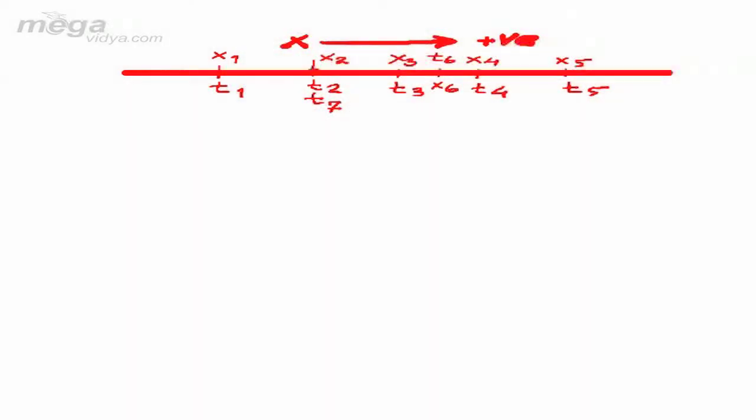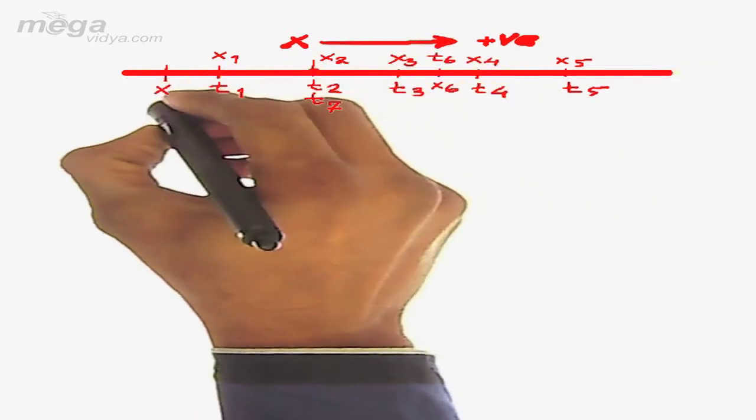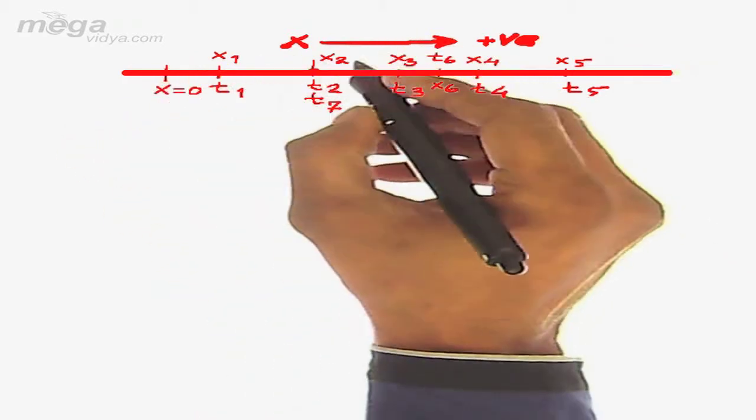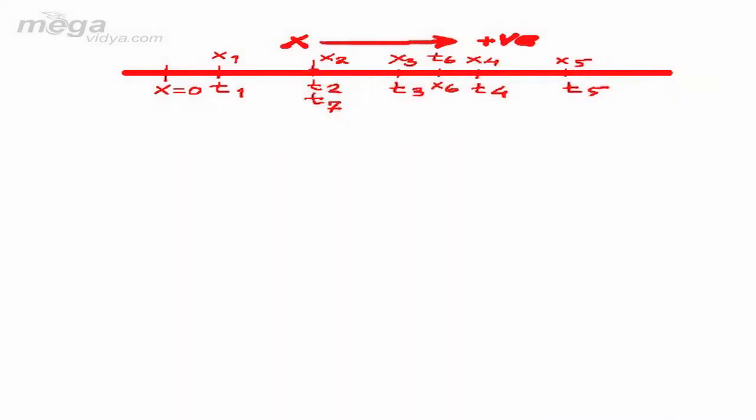For our convenience we may take x equal to 0, or origin, at any place as per our convenience. Say I am taking x equal to 0 at this position. I may take it to be 0 here, here or at this place depending upon my convenience and my mood.